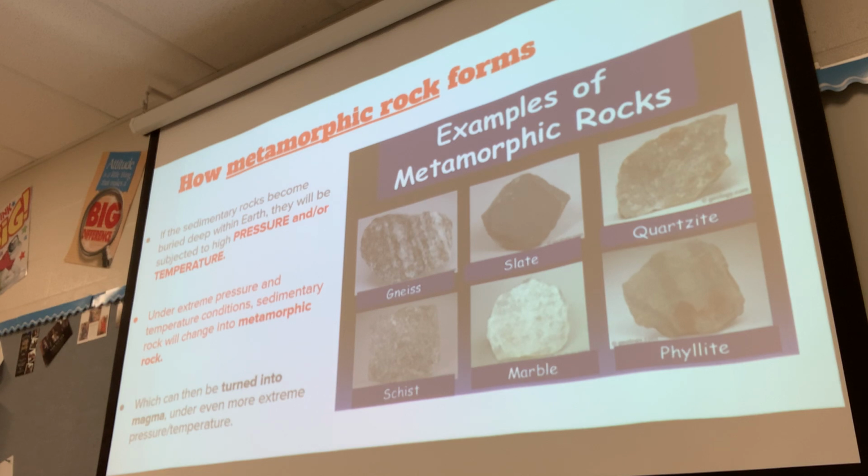So it can remain as magma and then eventually be pushed to the surface as lava, or it can stay underground and kind of cool underground, and that makes a different shape of rock and a different kind of texture of rock if it cools above or below ground.